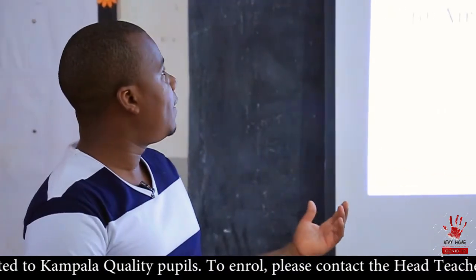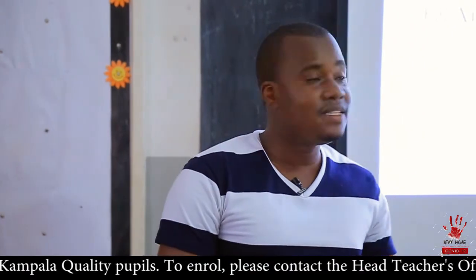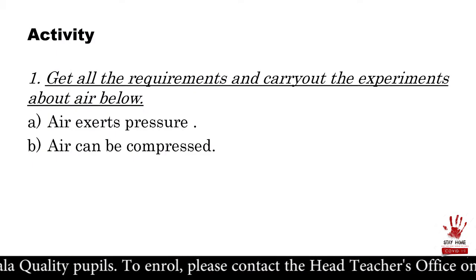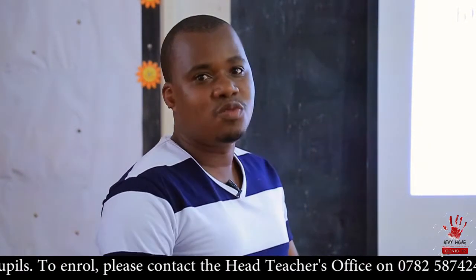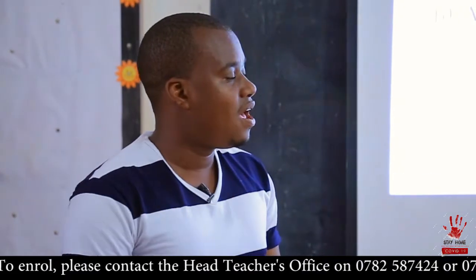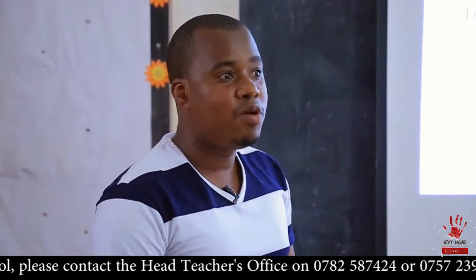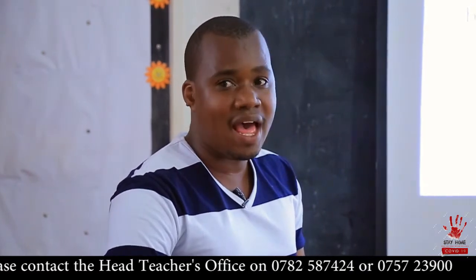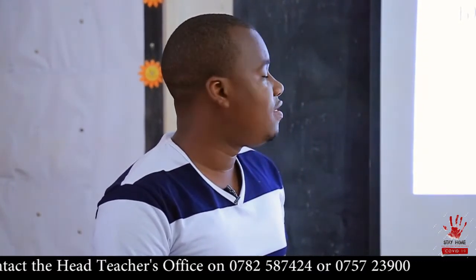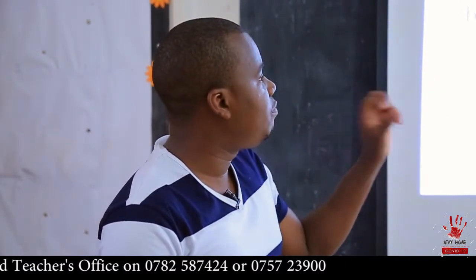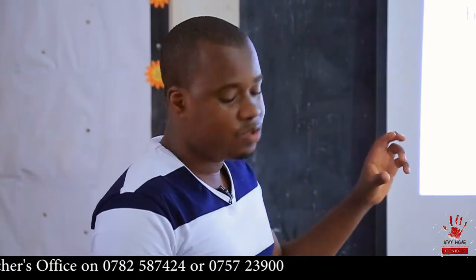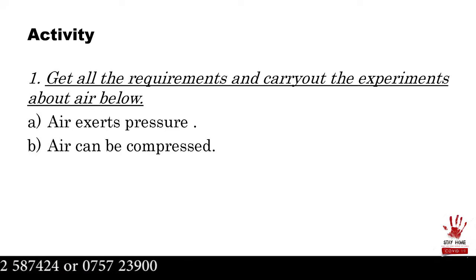So my good children, our activity for today is to get the requirements. These ones that we have used here, I know you can access them. That's why I tried to get things that we can access. A glass, water, then cardboard you cut from a box, but it must be flat. Then get them and carry out air exerts pressure. Then you also carry out air can be compressed. What have we used? An inflated balloon and a small brick just to compress it.